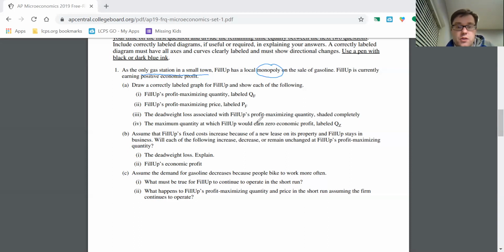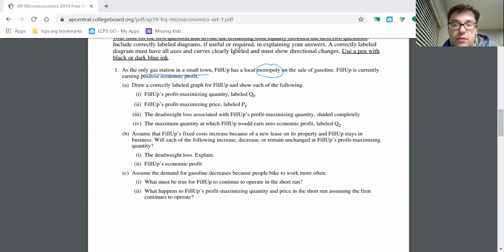And that's part 1 and 2, right? Just essentially drawing the graph correctly. And then they're going to ask a question about deadweight loss. It's part 3. And then ask about if this monopoly were earning 0 economic profit, what quantity would they use? So those are a couple extra things we've got to have on our graph.